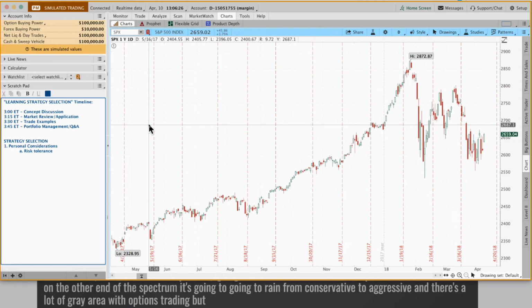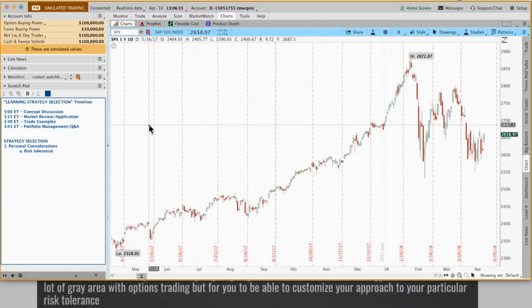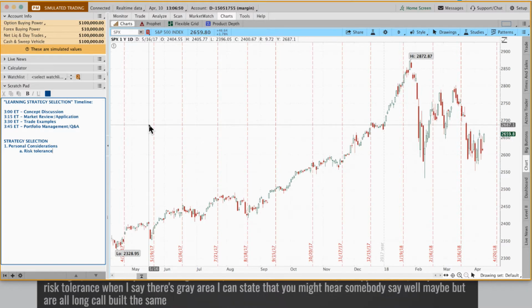one of the things that options trading can offer is for you to be able to customize your approach to your particular risk tolerance. And when I say that there's gray area, you might hear somebody say, ooh, let's say buying a long call is really aggressive. Well, maybe. But are all long calls built the same? Or are there some that are more aggressive than others?